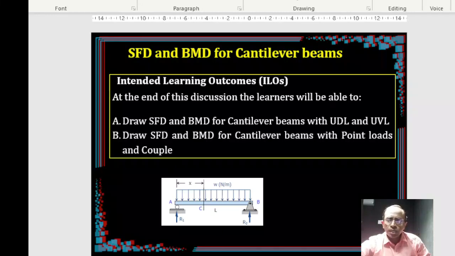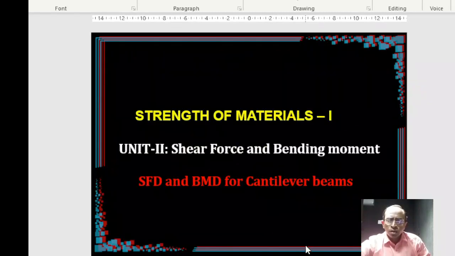Welcome to the short discussion on this topic, shear force and bending moment diagrams for cantilever beams. So in this particular short discussion, we are only considering the simple loadings.